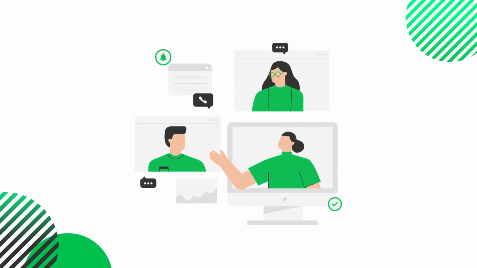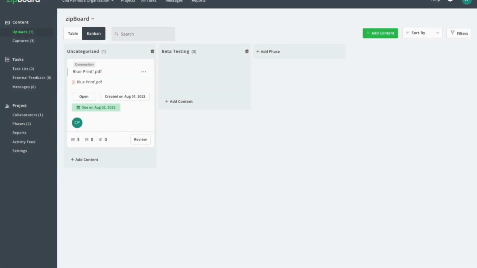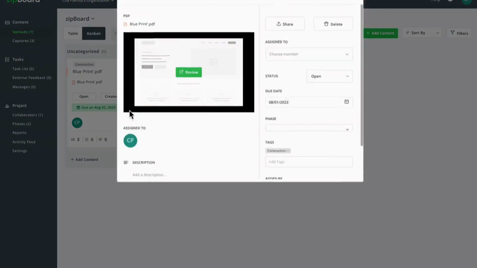At zipBoard, we put a lot of emphasis on asynchronous collaboration, but that does not have to be on spreadsheets and team messages only. You can take your content and document collaboration further with annotations. Let's get started. To start adding annotations to existing content, you need to first add content to your project.